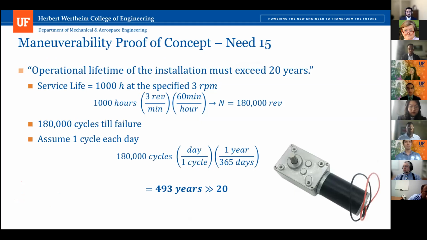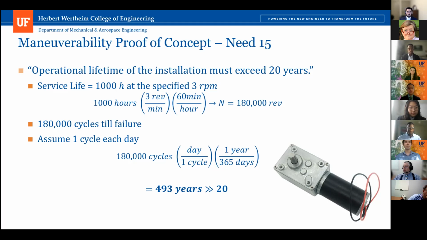And then for need 15, the operational lifetime of installation. The way that we calculated this was figuring out how many cycles a motor went through in a day, and then how many cycles the motor would last until failure. So it was cited as lasting 180,000 cycles on average, and assuming one cycle each day, since you only need to rotate 90 degrees in the elevation direction and 180 degrees in the azimuth direction, and then rotate back at the end of each day.